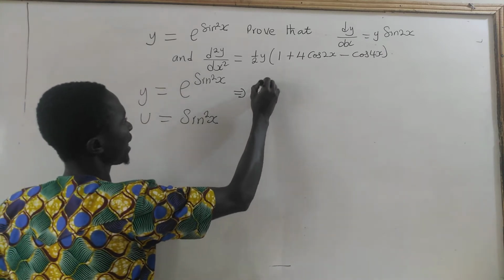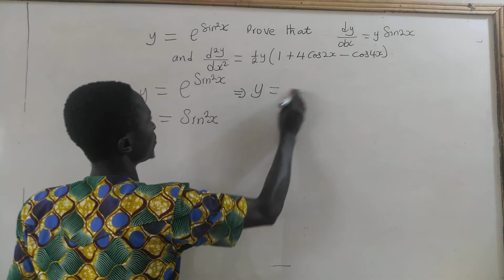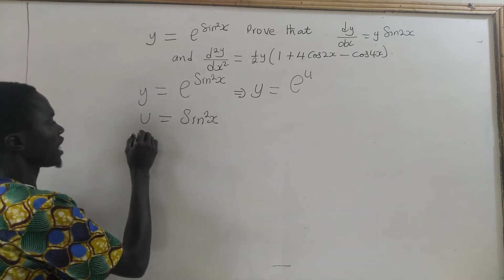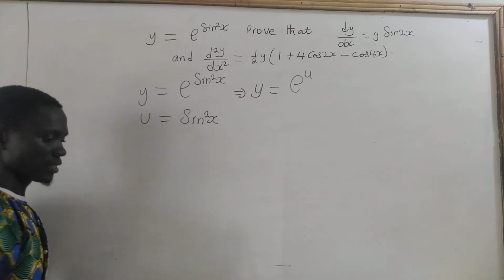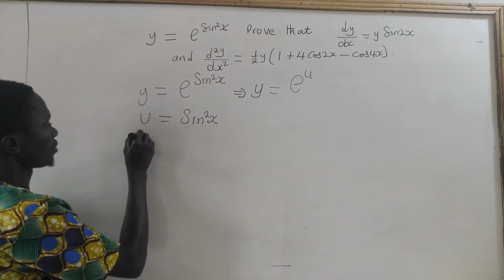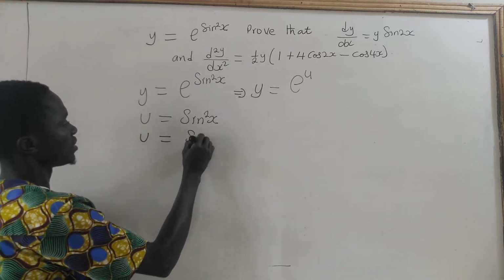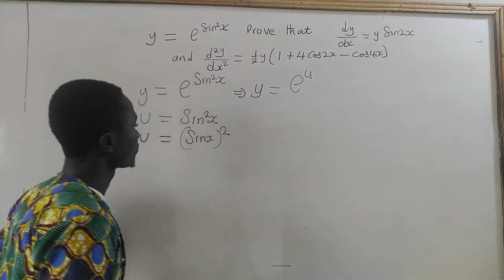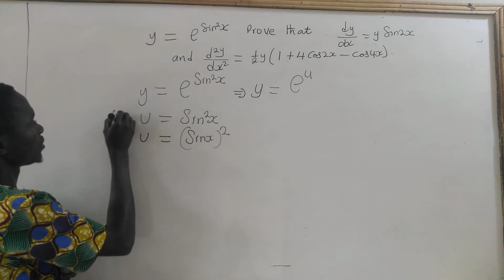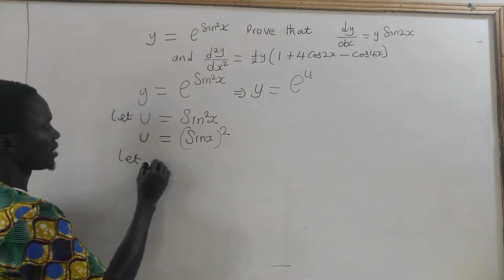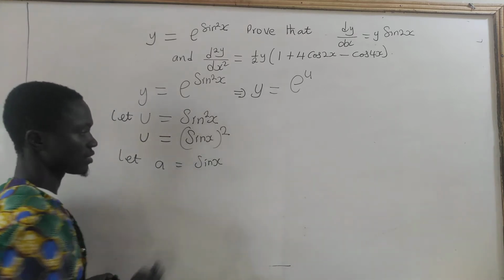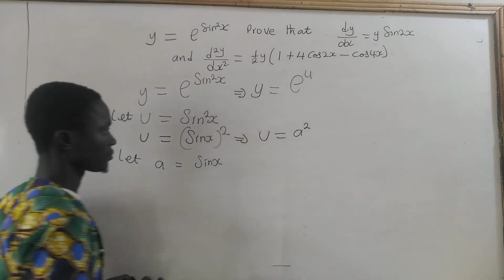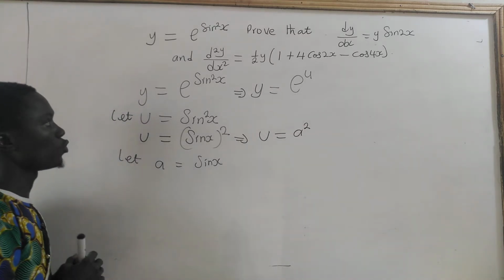This implies that y equals e to the power u. Now, here I have u equals sine x all squared. So I'll let a equal to sine x, and this implies that u equals a squared. Now we are good to go.